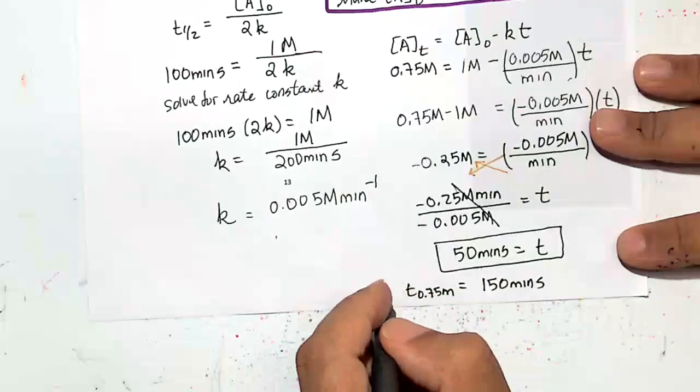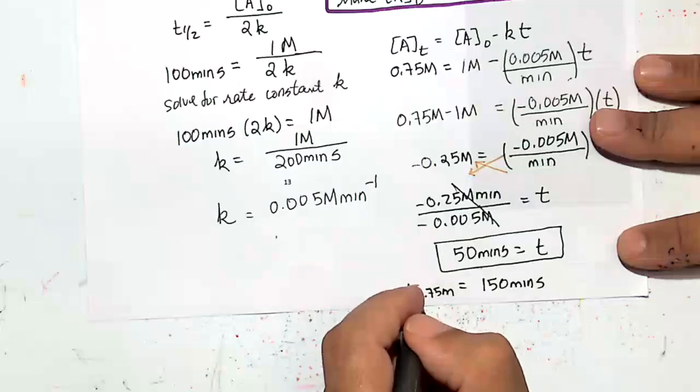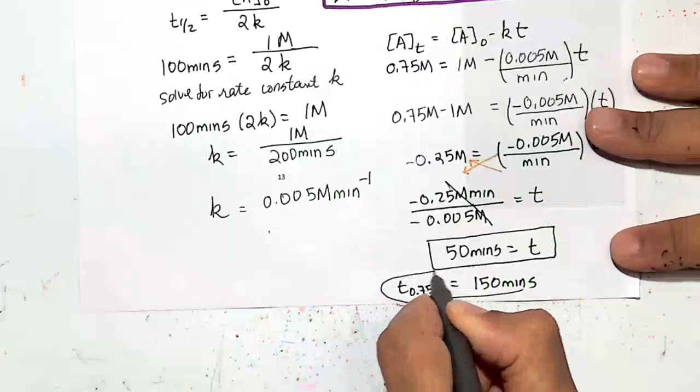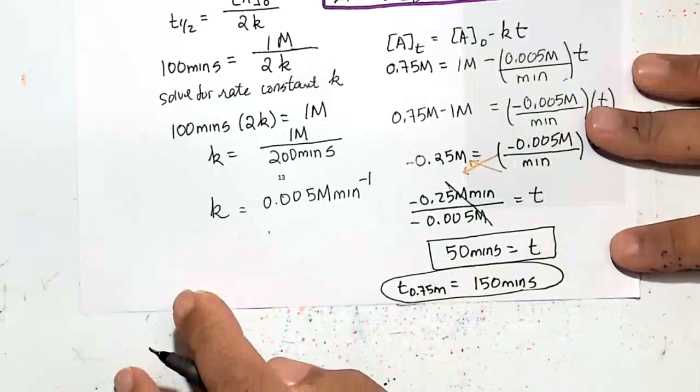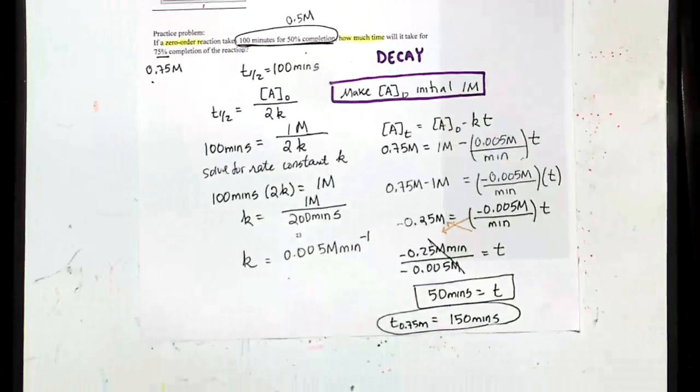Okay, 100 minutes to go to 50%. Add another 50 minutes to go to 75%. So the answer is 150 minutes to get to 0.75 molar. So this is our answer.